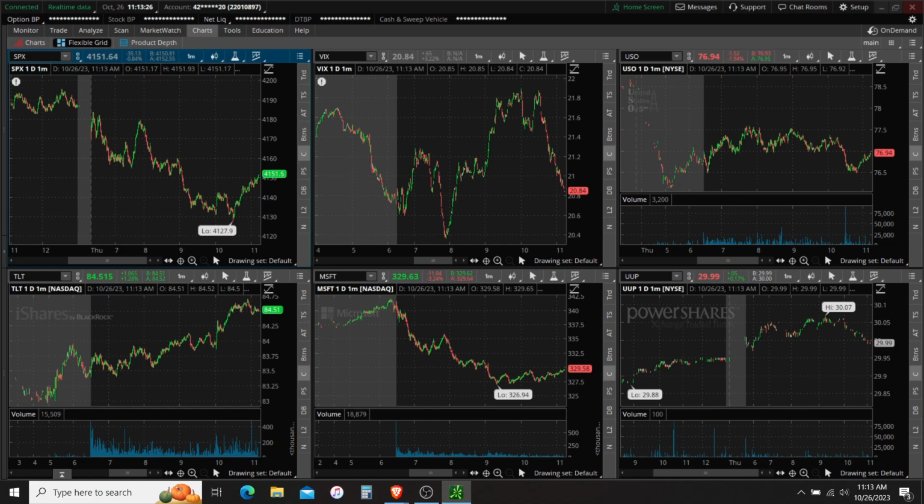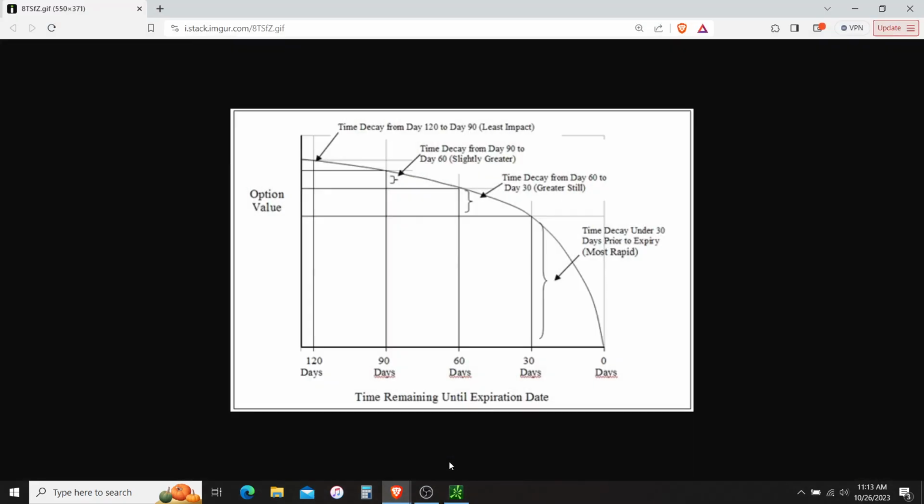If we're not familiar with theta decay, this is the curve, the theta curve. What we're trying to do is take advantage of the fact that options are depreciating assets, right? If they expire out of the money, they will be worth zero.